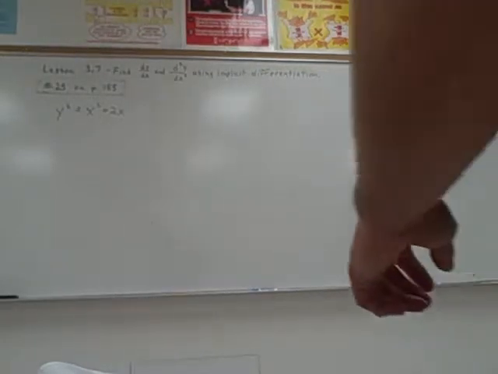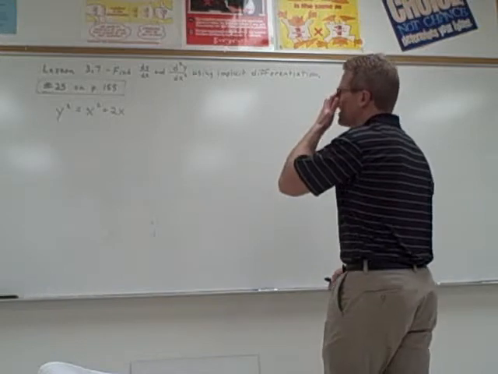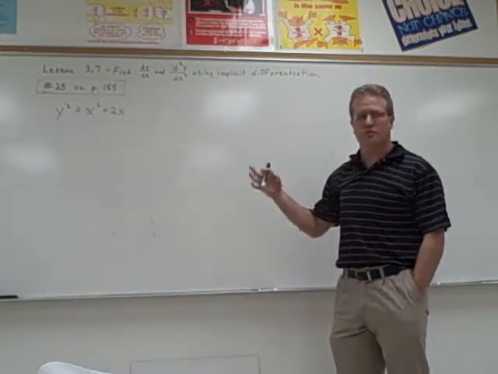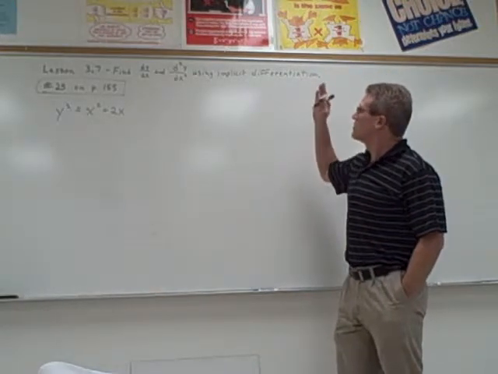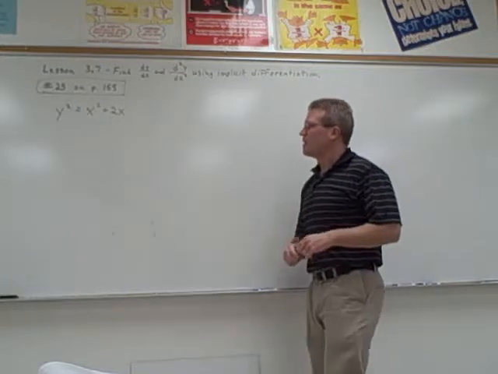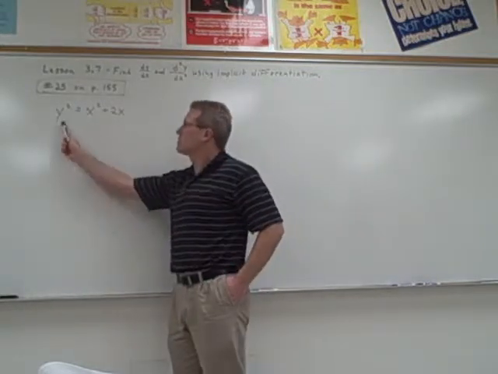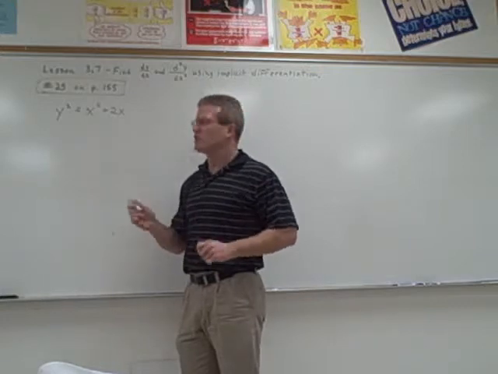All right, this is lesson 3.7, finding dy over dx and d squared y over dx squared. So we're finding the first and second derivative, and we're going to use implicit differentiation. Here's the original equation. So we'll start by just differentiating each piece.